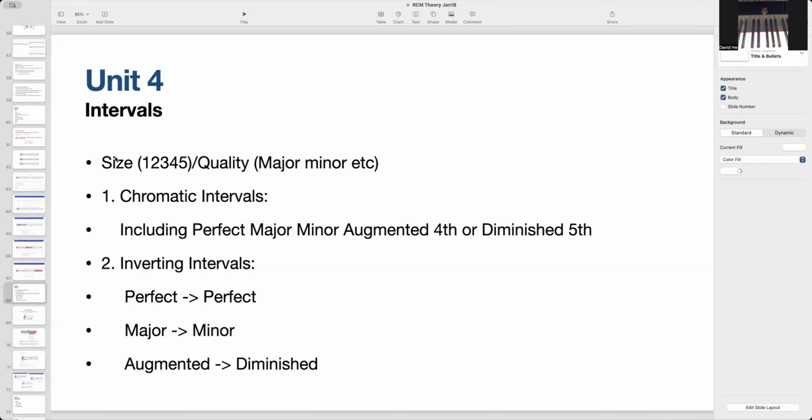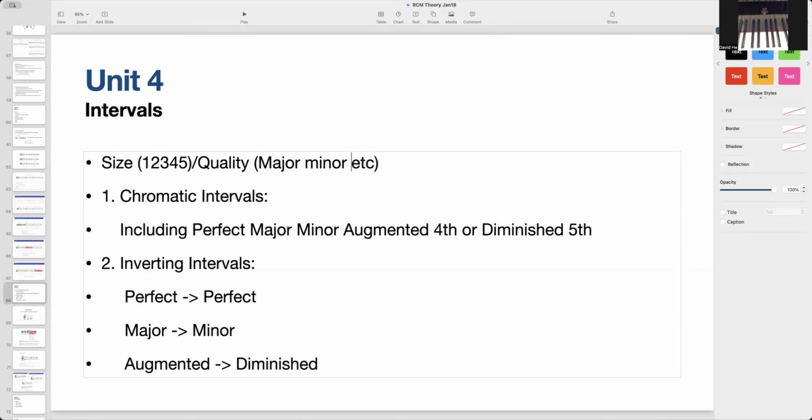Size, we can say first, second, third, fourth, or fifth. And quality, we've got major or minor, or in the future we'll study augmented, diminished, right? Or perfect. Does that make sense? Okay, I'm going to type this here. Perfect, augmented, diminished. That's it. Okay, so that's all you need to know.